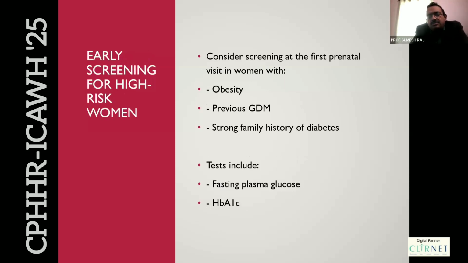Now, which segment of patients needs an early screening? These are the high risk women more prone to developing gestational diabetes. Consider screening at the first prenatal visit itself in women with obesity, previous history of GDM, or strong family history of diabetes. At the initial prenatal visit itself, you can do a fasting plasma glucose and an A1C value. And if needed, you can go for a casual blood glucose or a PPBS.